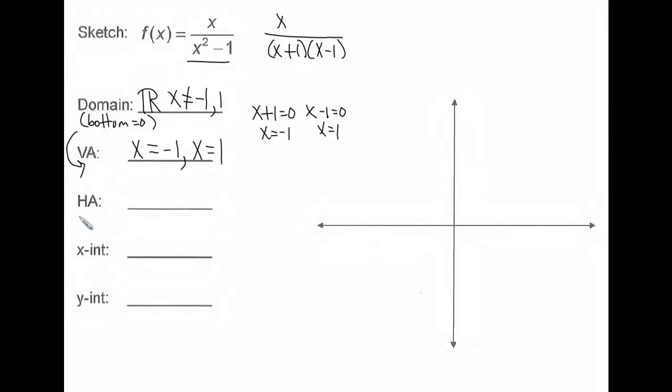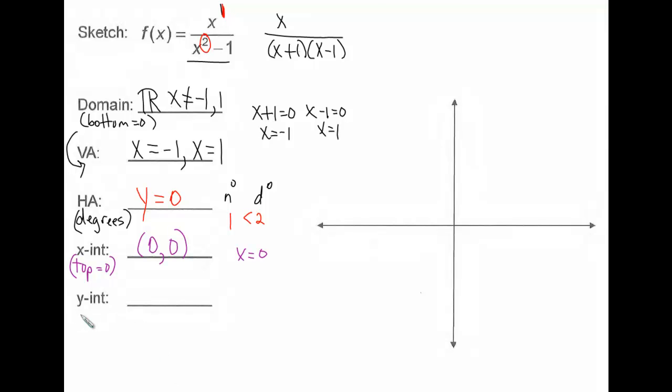To get the horizontal asymptote, we look at the degrees. The degree of the highest power in the numerator is 1. The degree of the highest power in the denominator is 2. 1 is less than 2, so the horizontal asymptote is y equals 0. For the x-intercept, we set the top equal to 0 and solve for x. The x-intercept is (0, 0). For the y-intercept, we let x equal 0 and solve for y. So the y-intercept is (0, 0).